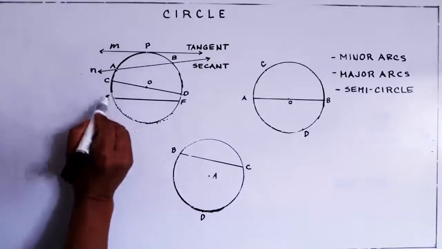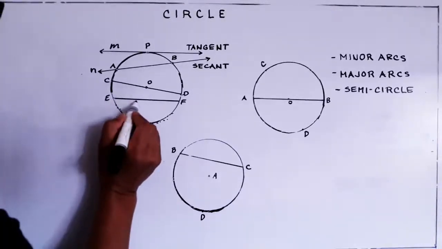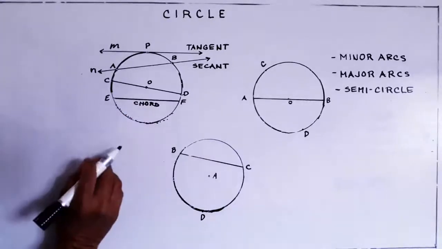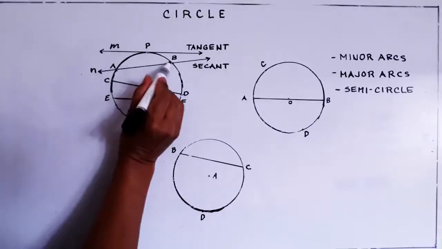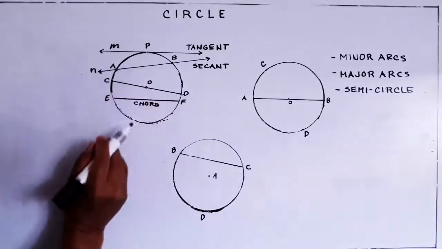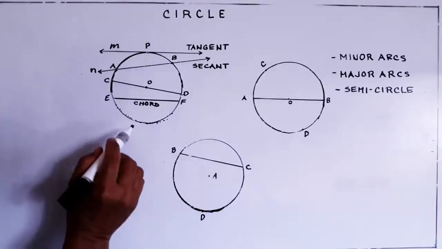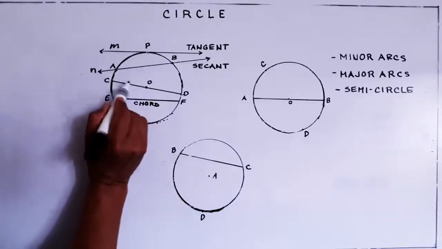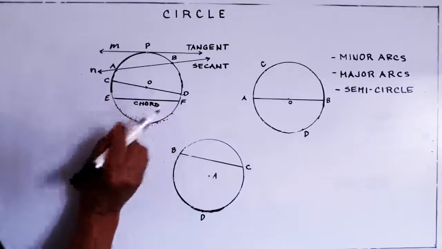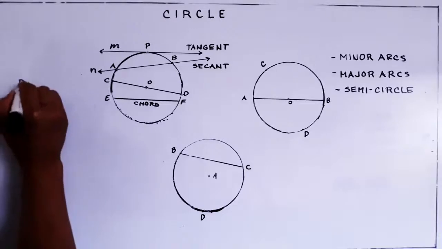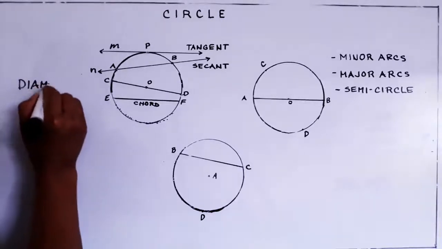Okay, this one is called chord. This one is chord, this is chord. This A to B is a chord also, but if the chord passes through the center O, we have this chord CD. It has a special name, diameter.